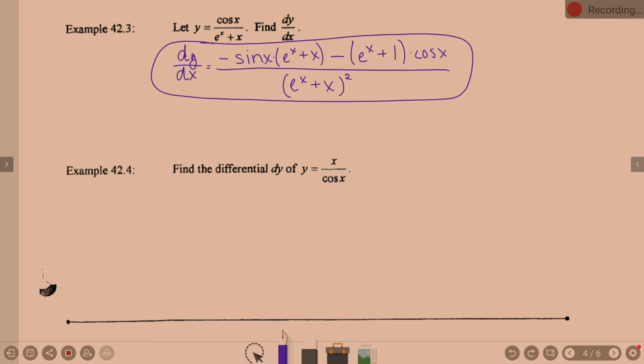And I guess, if you do want to, you could flip around and put cosine x in front of e to the x plus 1. It's not necessary, though.